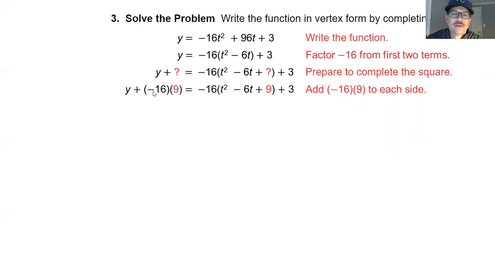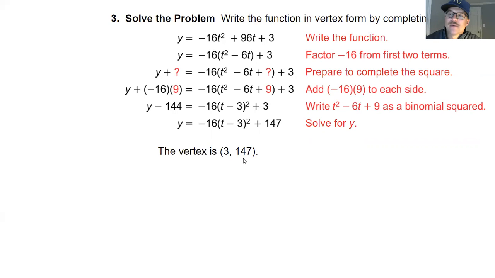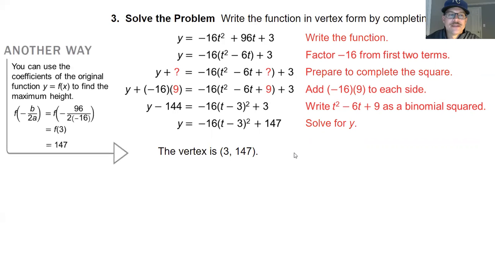Over here on the left, you can combine like terms by multiplying, and over here on the right, you can factor this quadratic, which is (t-3) squared, because that's what you get when you divide. Then we're going to add 144 to both sides. 3 plus 144 is 147. So this is now written in vertex form. The coordinates of your vertex are 3 and 147. So the maximum height is 147 feet.